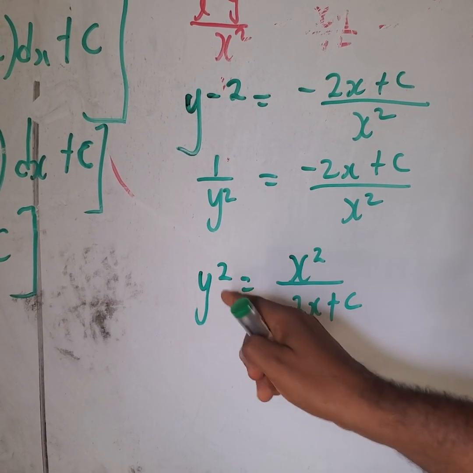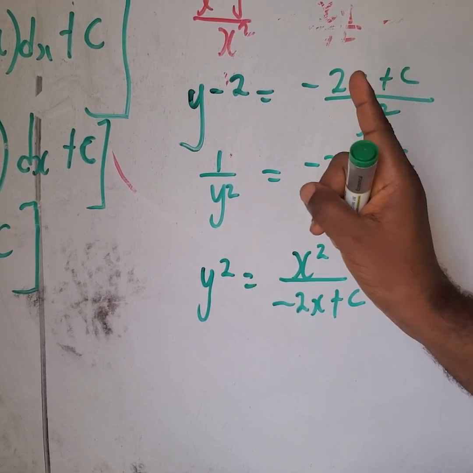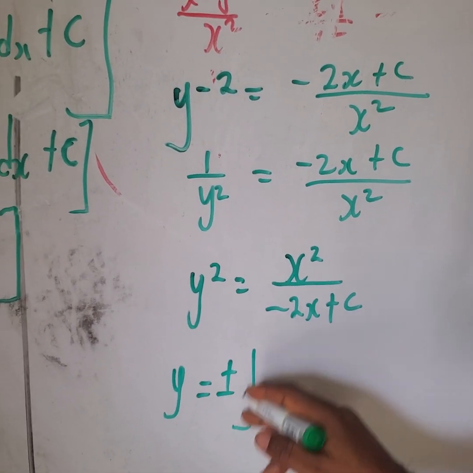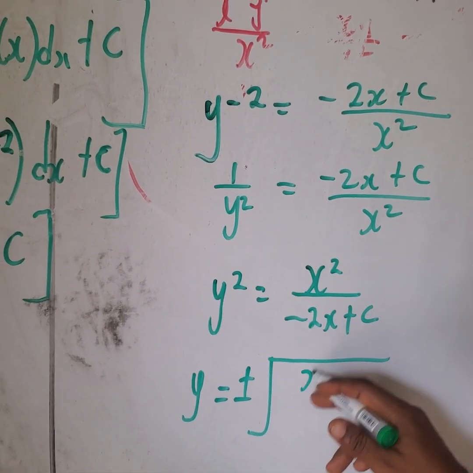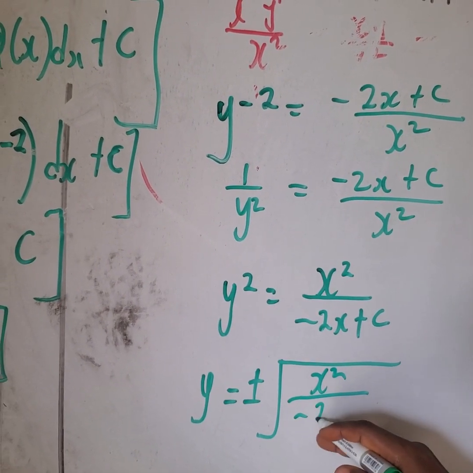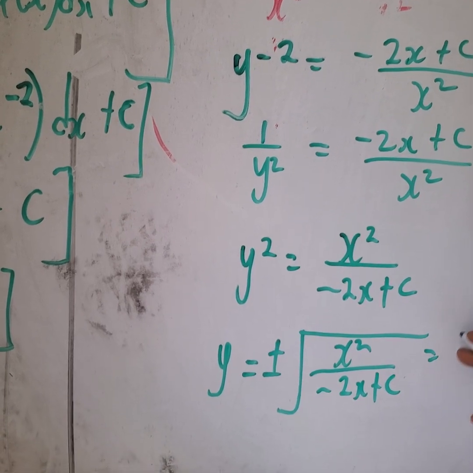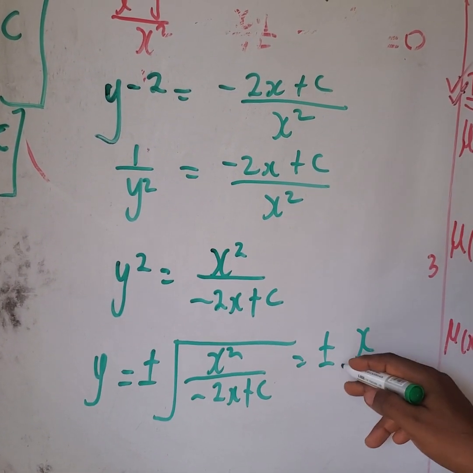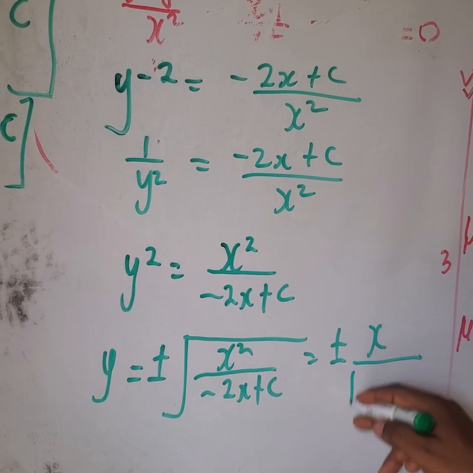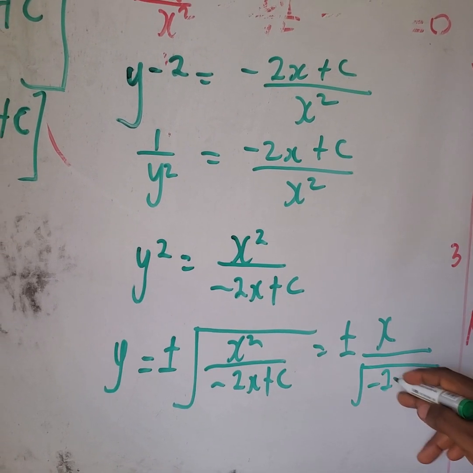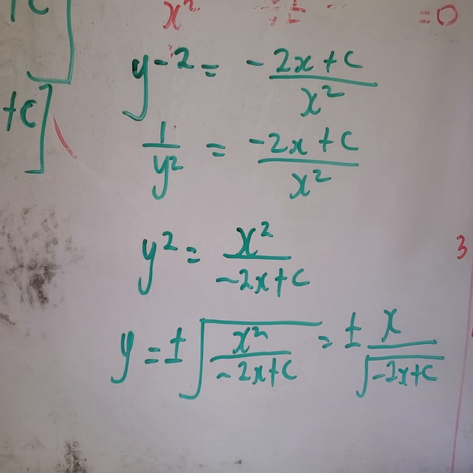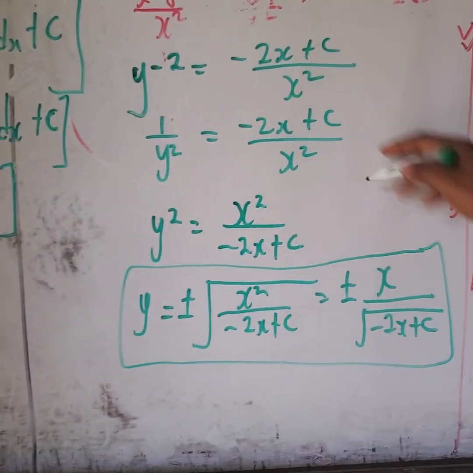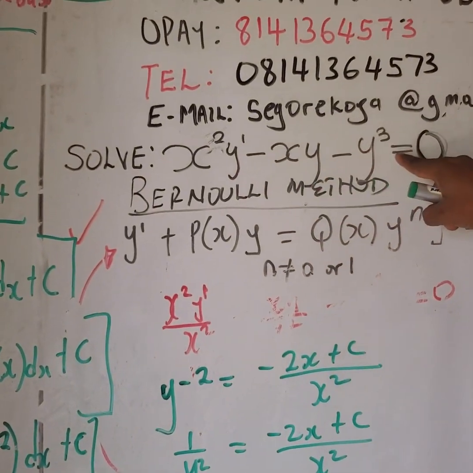Now, our solution should be in form of just ordinary y. So y is equal to plus or minus square root of whatever we have here, x squared divided by minus 2x plus c. We say it as plus or minus square root of x squared will give us ordinary x, then all over square root of minus 2x plus c. This is the solution of the original question that was given here.